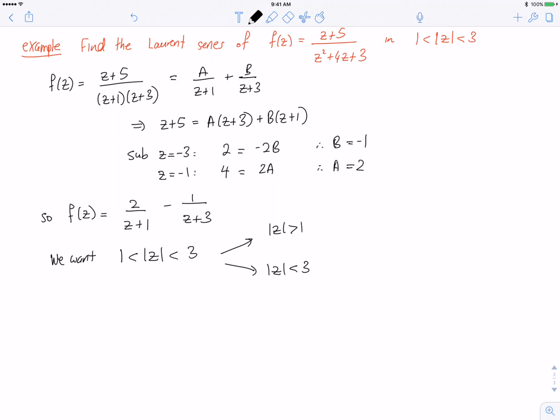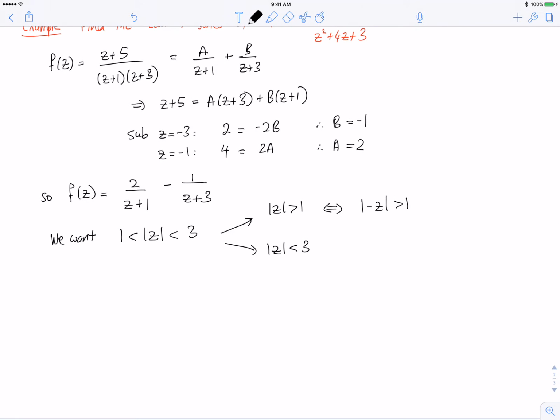Now, to say the modulus of z is greater than 1, well, that one's going to be easy, right? This is just equivalent to saying modulus of negative z is greater than 1. Again, why am I replacing z with negative z? Because I have that positive on the denominator, right? That's just like example 2. And to say the modulus of z is less than 3, this is the equivalent of saying modulus of z on 3 is less than 1. But again, I should do negative z on 3 because I have a positive on the denominator. Okay.